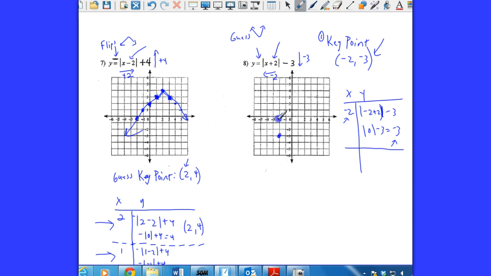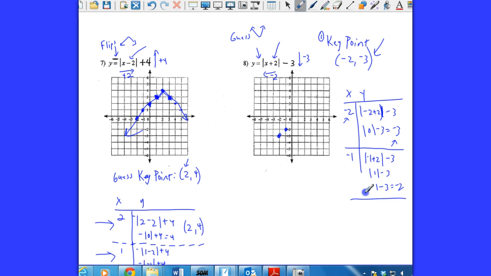All right, I want to move it. I'm at -2. I'm going to go over to -1. I'm going to plug that in. Absolute value, -1 plus 2, minus 3. Okay, the absolute value of -1 plus 2 is 1, minus 3. So that ends up being 1 minus 3, which is -2. So that's -1, -2 is right there.